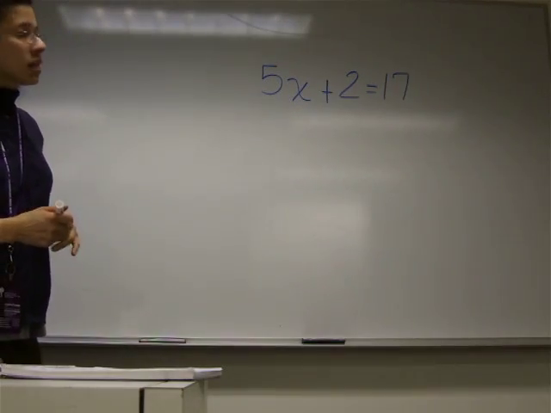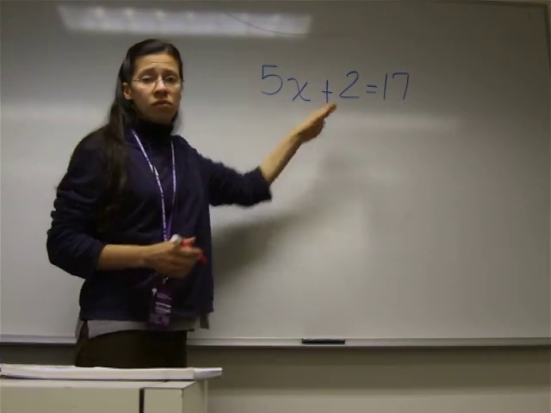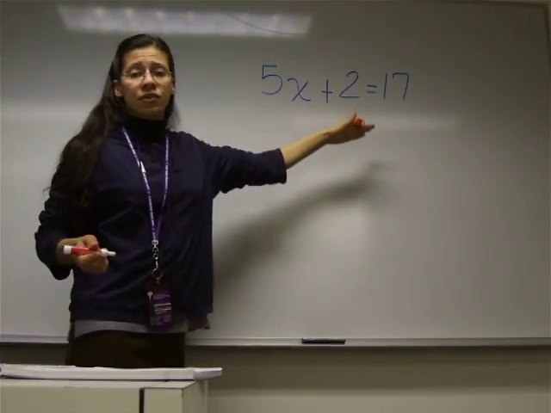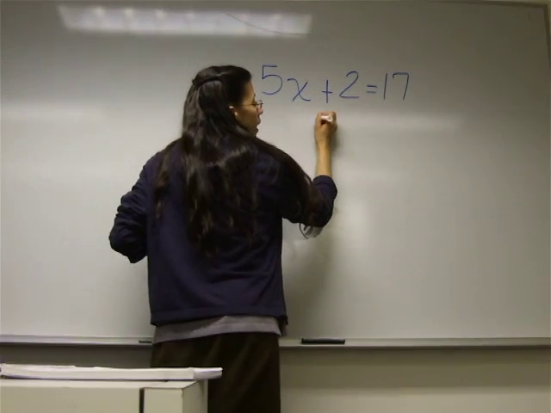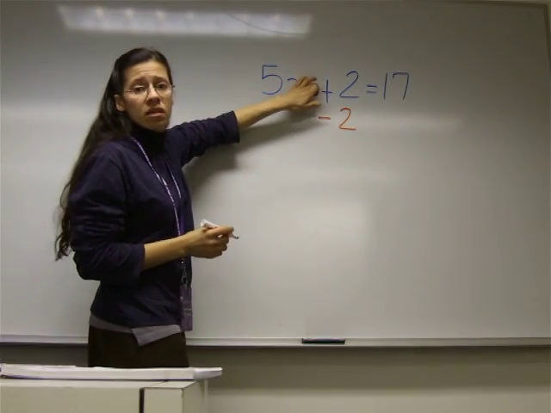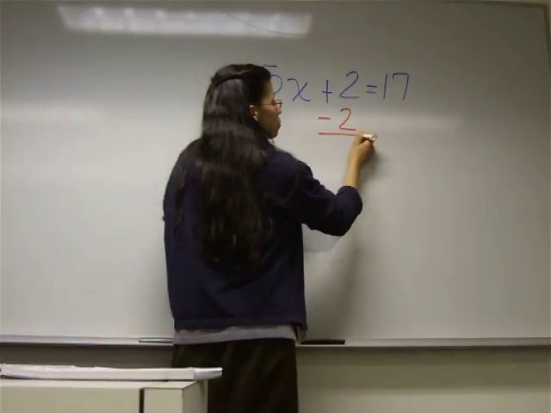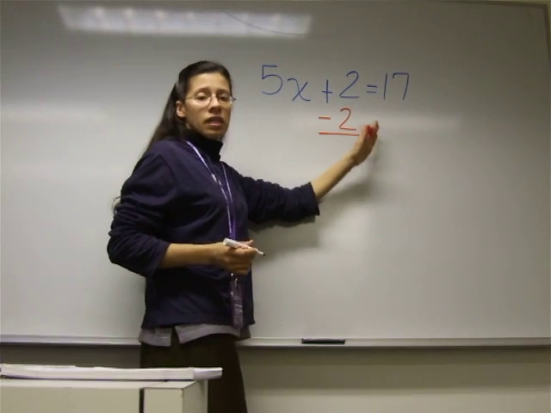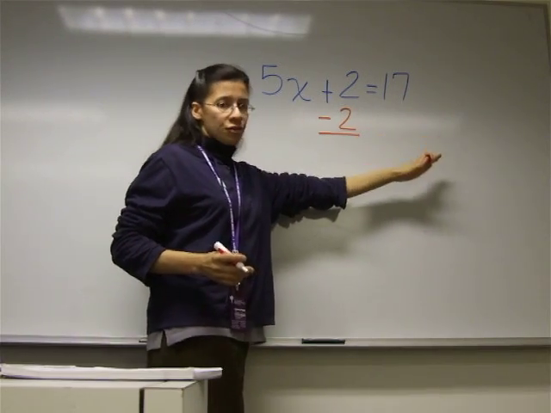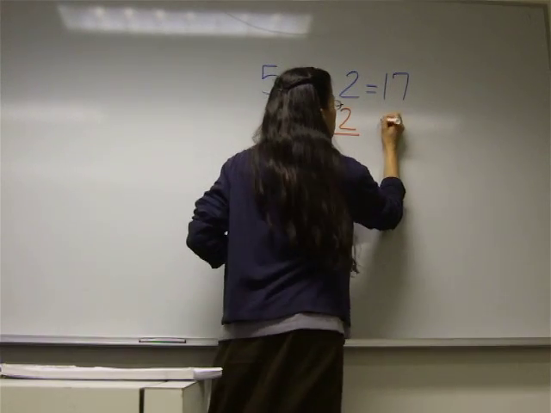The first thing you do is you look at the 2. It's a positive 2. To put it on the other side, you have to subtract it. This is plus. You're doing the opposite. The opposite of plus is minus. And what you do to one side of the equals, you must do to the other side. So if you're subtracting 2 on this side, you have to subtract 2 on this side.